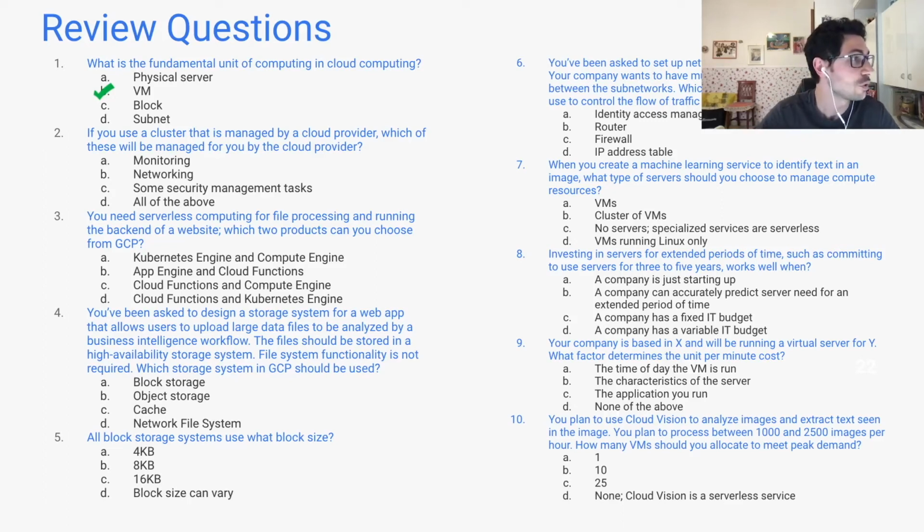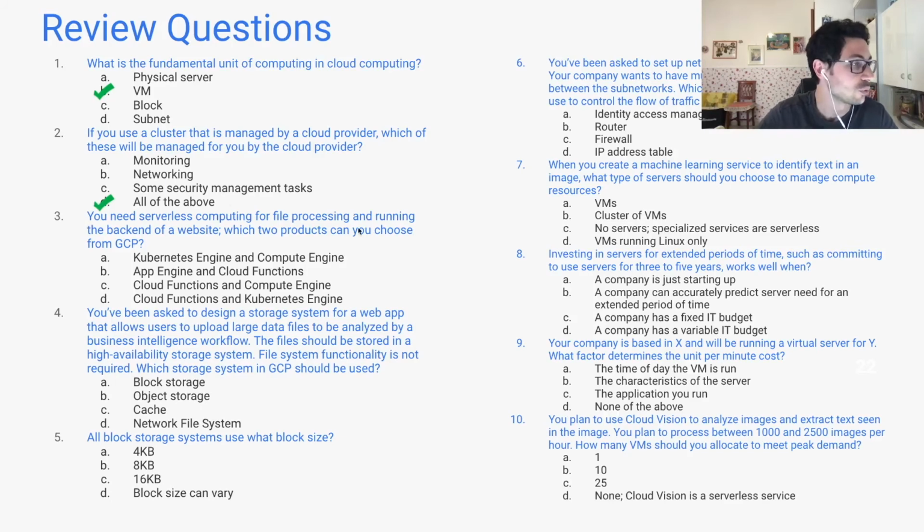Then, if you use a cluster that is managed by a cloud provider, which of these will be managed for you by the cloud provider? Monitoring, networking, some security management tasks, or all of the above? Clearly, it's all of the above. This is also easy because when you take a cluster, as we said, for instance with Kubernetes, GCP provides everything out of the box for you. That is the advantage, right? That you don't have to do it by yourself.